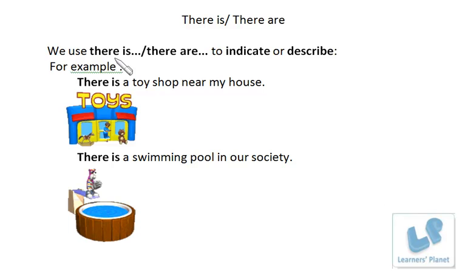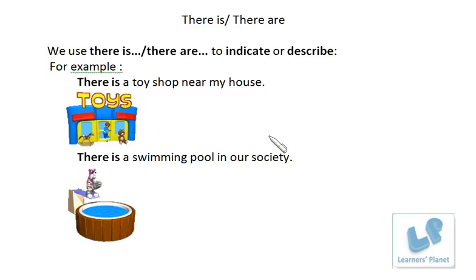Now, we use there is and there are to indicate or describe, right? Is for singular and are for plural. There is a toy shop near my house. इसका क्या मतलब हुआ? मेरे घर के पास में एक टॉय शॉप है. Okay, so there is एक toy shop, so there is.